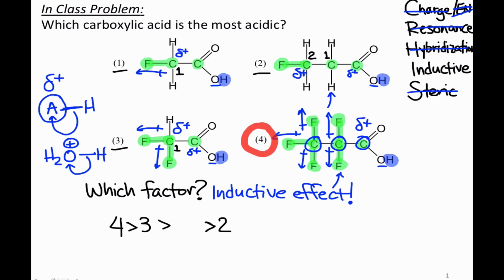And so molecule 1 is less acidic than molecule 3, and the overall order is molecule 4 with the 5 fluorines is the most acidic, followed by molecule 3 with the 2 fluorines in close proximity, molecule 1 with the 1 fluorine in close proximity, and finally molecule 2, the least acidic, with a fluorine that's relatively distant from the carboxylic acid proton.